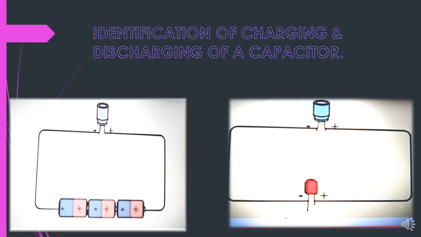Now guys, in this figure we can see the charging and discharging of a capacitor. The reason for the lighting of the LED is the discharging of charges stored in the capacitor through the LED. The capacitor can be recharged by connecting it correctly to the dry cells.